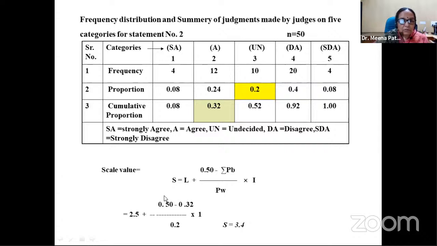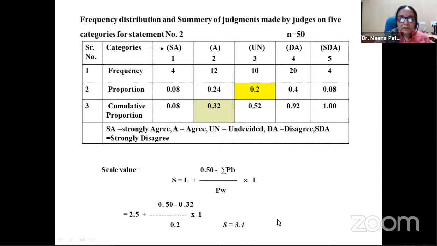Plus 0.50, it is a constant for the scale value, minus 0.32. How does it come? Because it is the sum of proportion below the interval in which the median falls. Your interval falls in between, so below the interval the value is 0.32. That's why we put this value as the sum of proportion, which is the cumulative proportion. Then only the proportion within the interval, where the median falls, that's why 0.2 is the proportion within the interval, multiplied by 1, because the interval width is 1. So we have a scale value of 3.4.